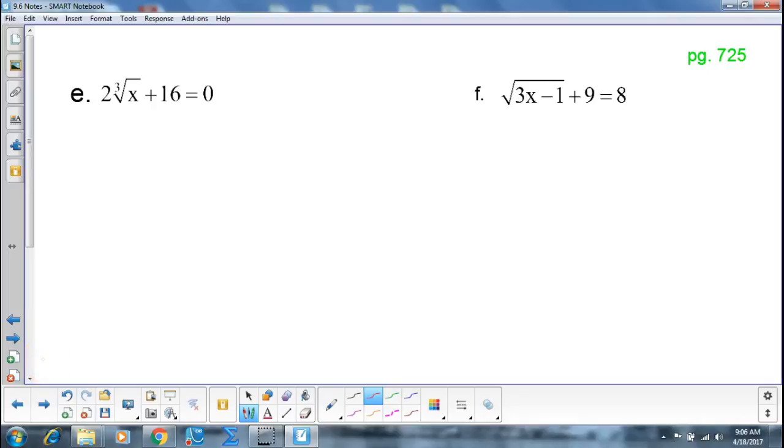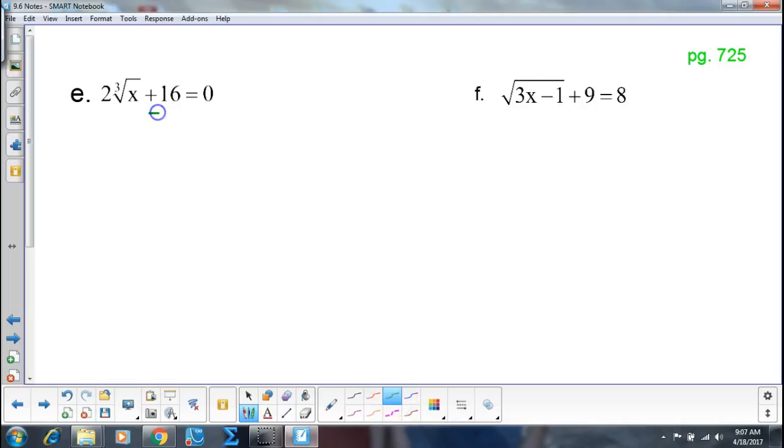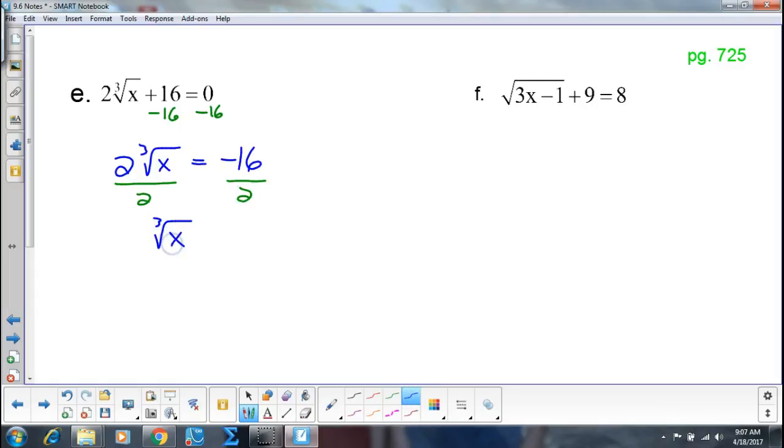Let's walk through E first. Okay? So, first we have to do what? First we subtract 16 from both sides. So that gives me 2 times the cube root of x equals negative 16. Then, divide both sides by 2. That gives me the cube root of x equals negative 8.